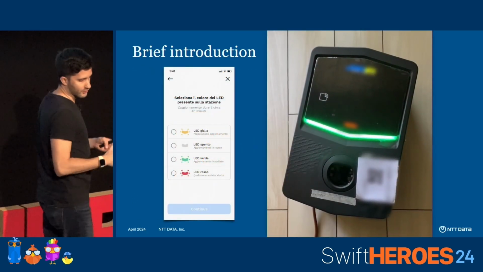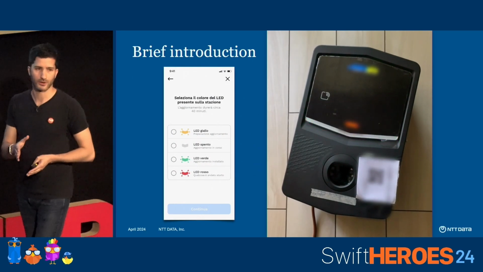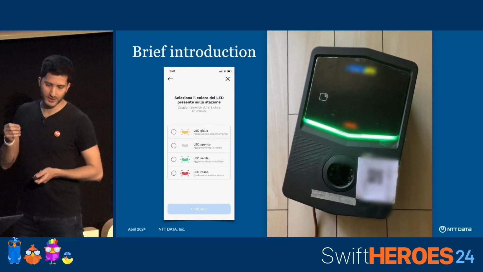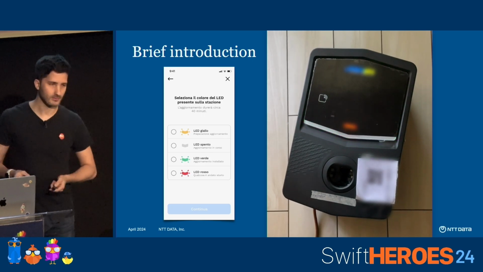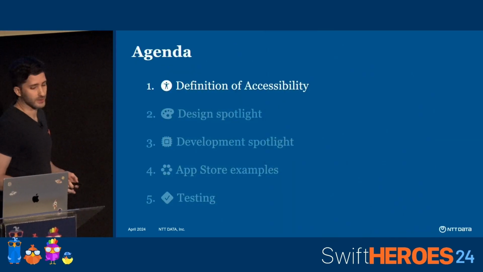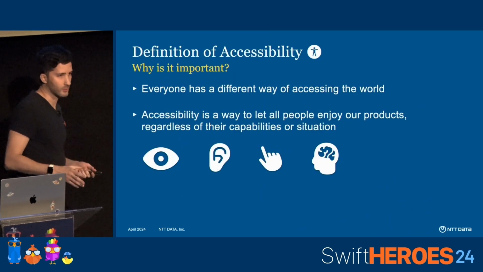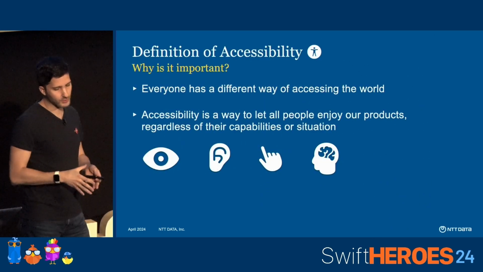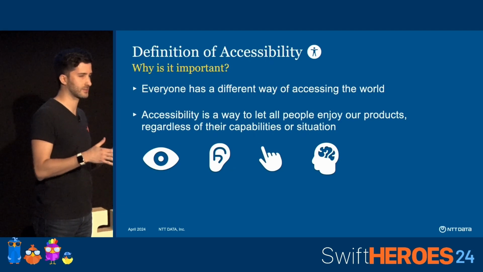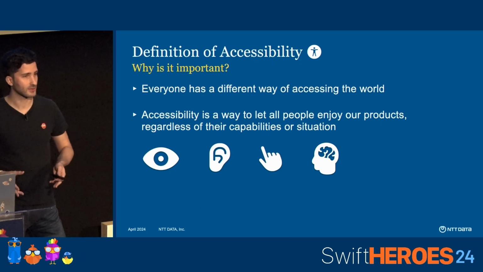The wallbox was trying to communicate with me only by using a single way of communication, which is color, and which might not be the most accessible choice. So what is accessibility and why is it so important? Everyone has a different way of accessing the world, and accessibility is a way to let all people enjoy our products and the features on which we spend so much time working on, regardless of their capabilities or situation.